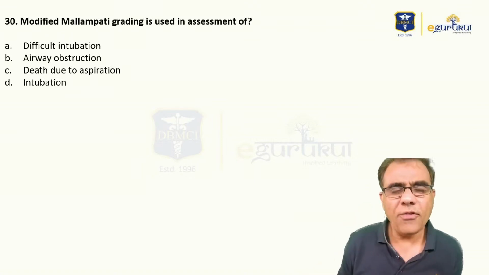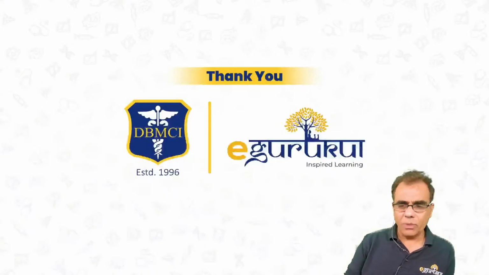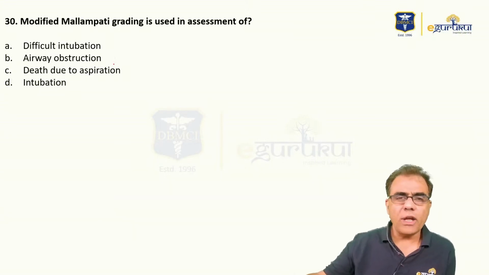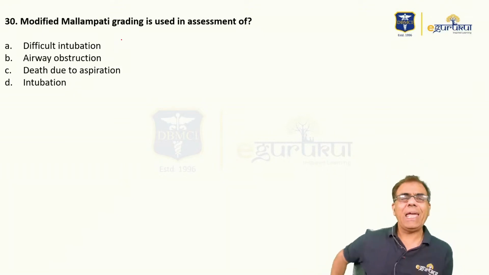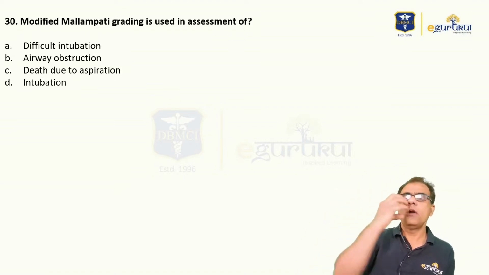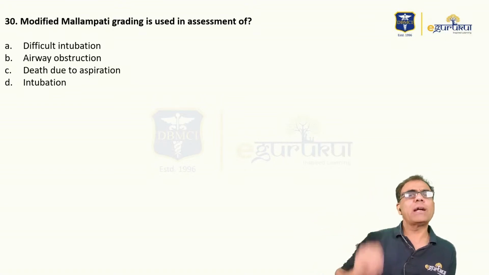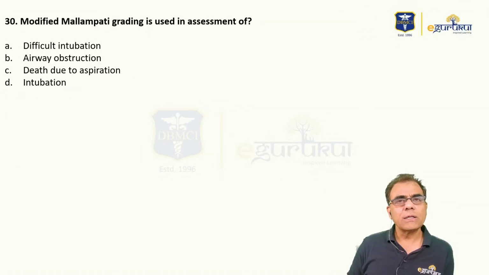30. Modified Mallampati grading is used for the assessment of difficult intubation, airway obstruction, death due to aspiration and intubation. So modified Mallampati is used for assessing difficult intubation through the oral cavity. In Mallampati, what we do is ask the patient to open the mouth as wide as possible. Then, looking at the structures seen, the patient is categorized into 4 categories.